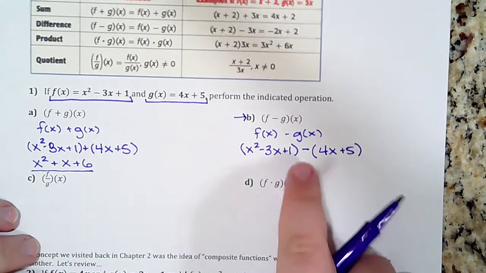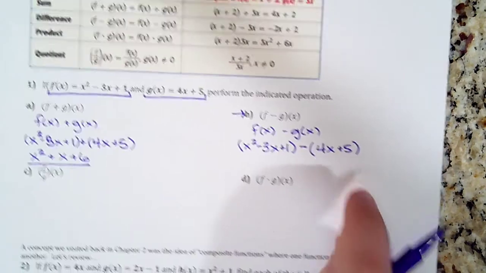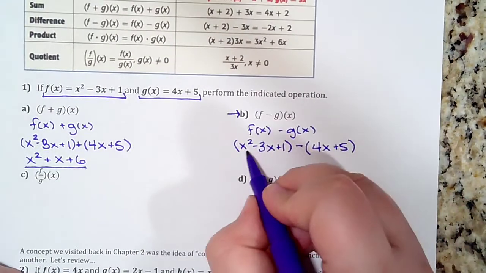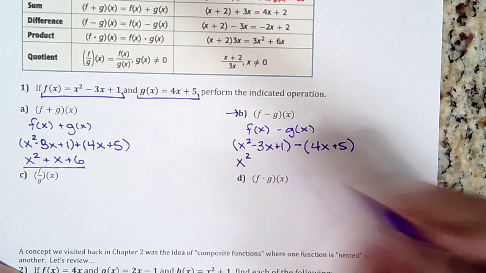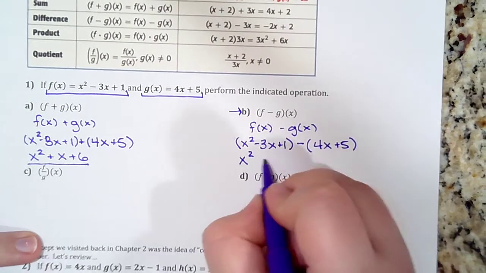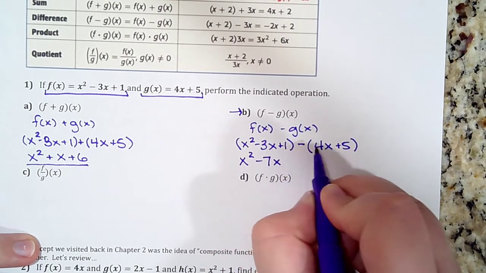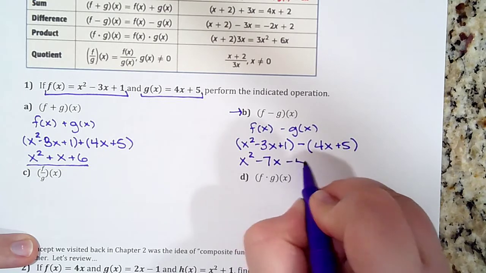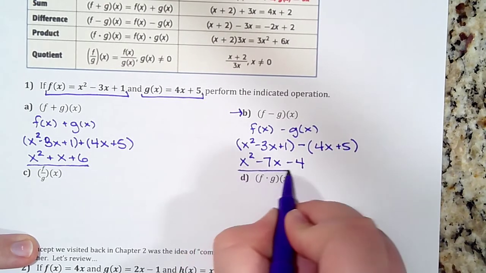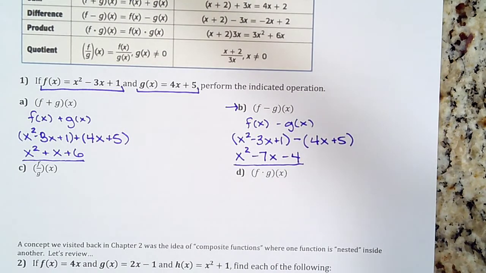Because there's a subtraction in the middle of these two, that means I'd have to distribute that negative into both terms. So x squared doesn't combine with anything, but negative 3x minus 4x is going to be negative 7x. And positive 1 minus 5 is going to be negative 4. It does make a difference, so make sure you use those parentheses until you get comfortable with this.